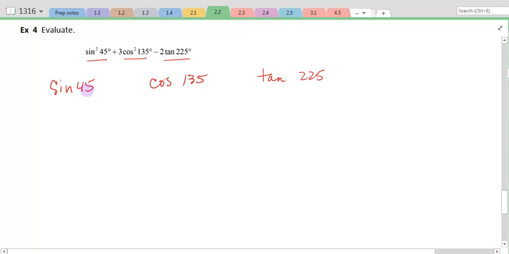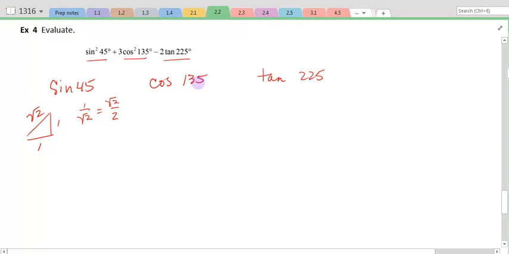So the sine of 45 is going to be a positive value, and I know that if I have a 45 degree triangle, then I have something that looks like 1, 1, and the square root of 2. So the sine of 45 is y over r, which is 1 over the square root of 2, or the square root of 2 over 2 when I simplify it.